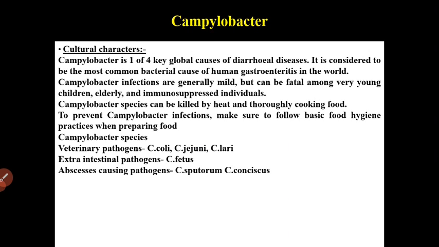Let's see its cultural characters. Campylobacter is one of the 4 key global causes of diarrheal diseases. It is considered to be the most common bacterial cause of human gastroenteritis. Infections are mild but can be fatal among very young, elderly, or immunocompromised, immunosuppressed individuals. Species can be killed by heat and thoroughly cooking food. Now, to prevent infections, make sure to follow basic food hygiene practices when preparing food.